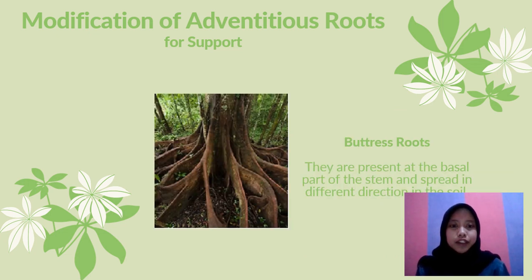And the last is buttress roots. They are present at the basal part of the stem and spread in different directions in the soil. So as we can see, it is vertically elongated and horizontally compressed. It looks like a plank, and the examples are ficus, or in bahasa pohon kayu atau tumbuhan menjalar, bombax, or in bahasa randu alas, and terminalia, or in bahasa pohon ketapang.